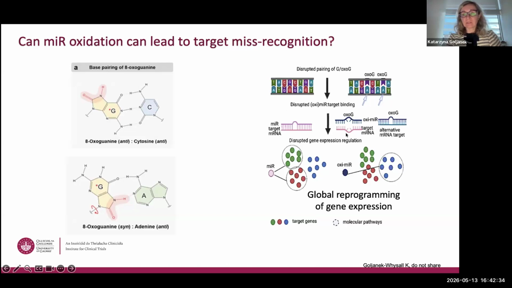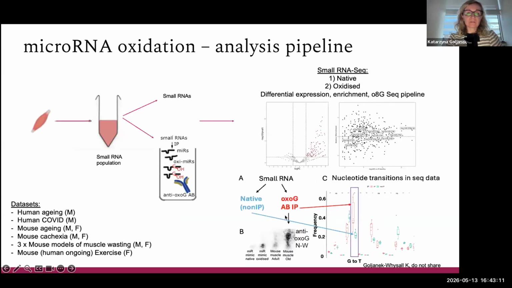So this simplified schematic shows some of the possibilities if Gs get oxidized within microRNAs, particularly within the seed sequence, which is really important for targeting of mRNAs. Maybe the microRNA can no longer bind to its target, and therefore is no longer able to regulate the expression of these genes, or maybe microRNA with oxidized G binds to alternative mRNA targets, and there's a few publications to show this, and targets different genes. Or maybe it's a mix of both, or maybe it's neither. So this is what we have been trying to figure out.